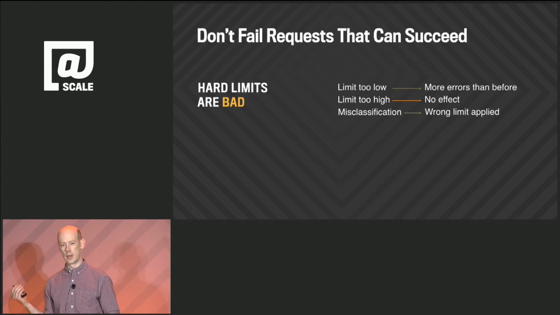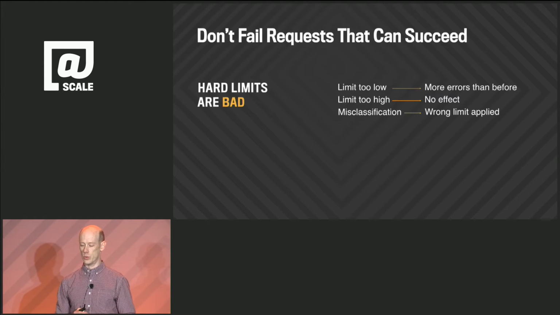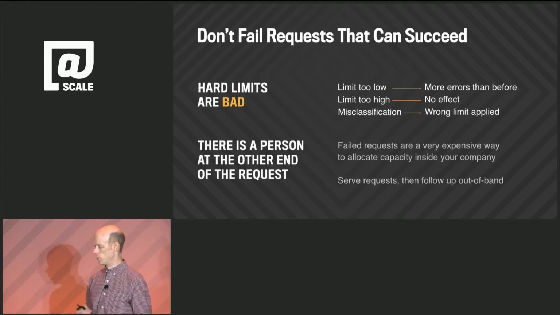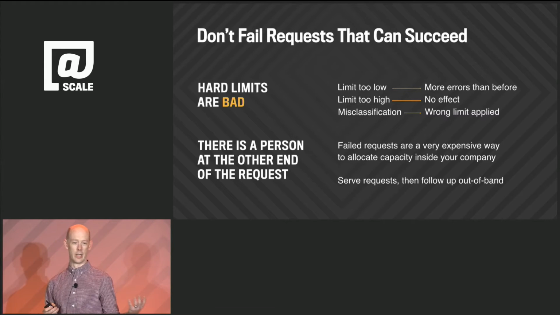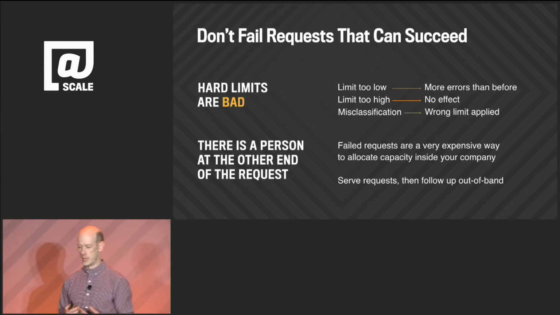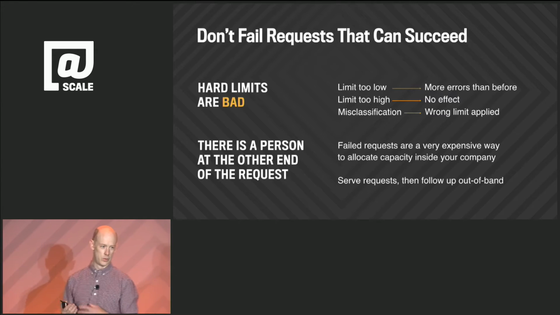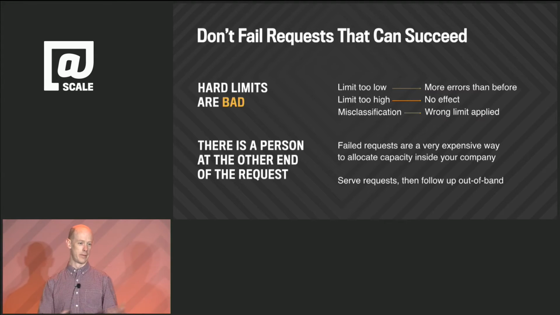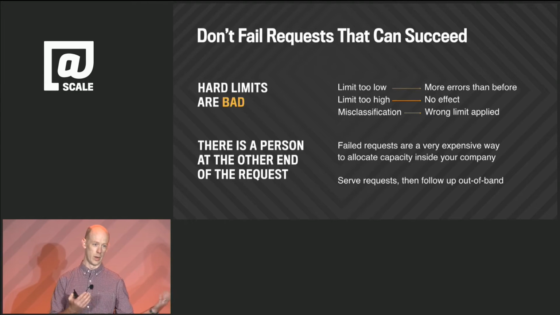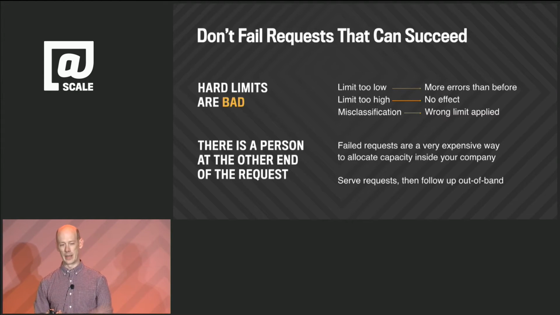And then there's also the problem of misclassification. If you don't actually put something in the right failure bucket, then there's no chance that you can get the limits correct. There's a deeper philosophical reason here as well, which is there's actually a person at the end of the request. The reason why we're getting too many requests at some internal server inside Facebook is because there's a person using Facebook. So it's a pretty expensive way for us to communicate to a different product team inside Facebook that they need to optimize their queries if we fail the requests, because it actually impacts somebody's end user experience.